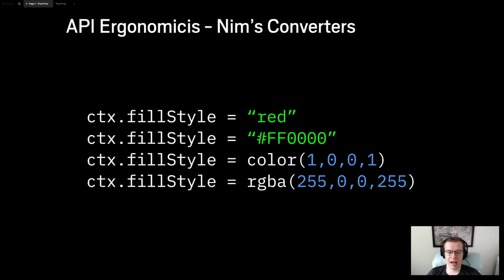Yeah, the converters allow us to basically set color to all these different things. You can either use the string red, which will parse into the red color. You can use the HTML FF0000 for red, and we'll parse that. Or you can use Pixie's floating point color, or you can use RGBA color. It all just matches and all just works.